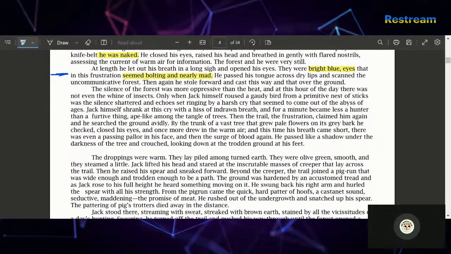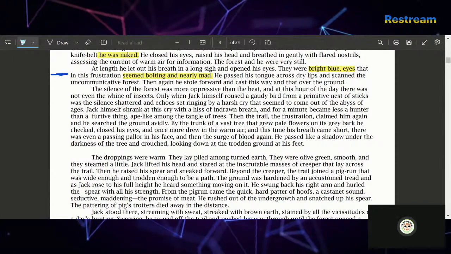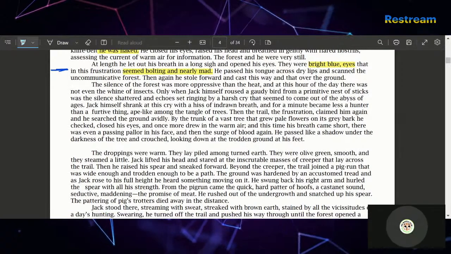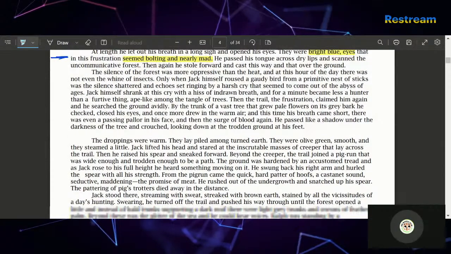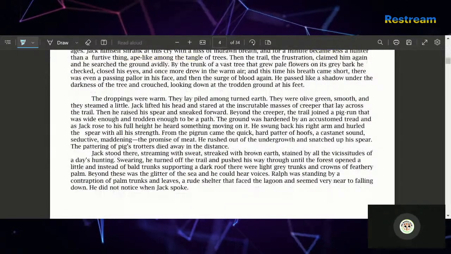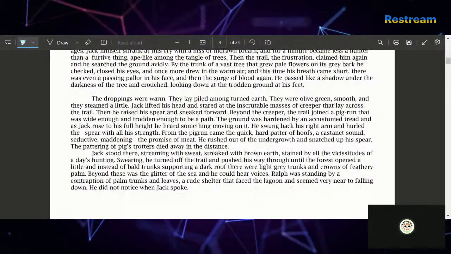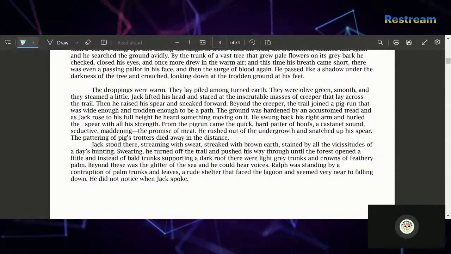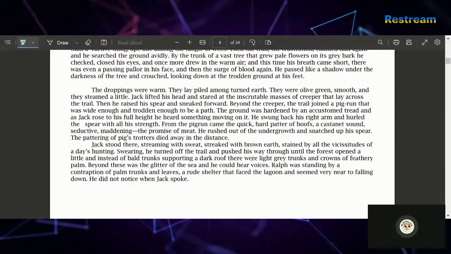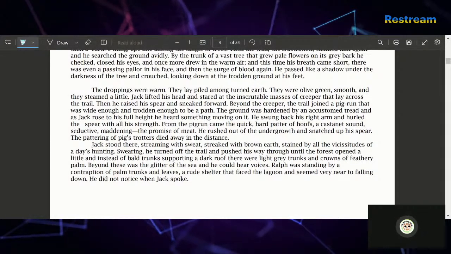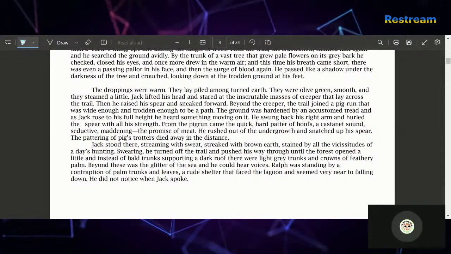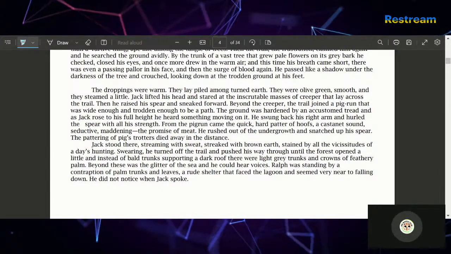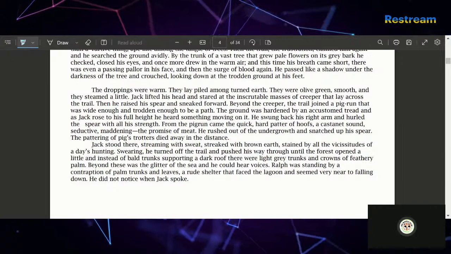He passed like a shadow under the darkness of the tree, and crouched, looking down at the trodden ground at his feet. The droppings were warm. They lay piled among turned earth, steamed a little. Jack lifted his head and stared at the inscrutable masses of creeper that lay across the trail. Then he raised his spear and sneaked forward. Beyond this creeper, the trail joined a pig run that, as Jack rose to his full height, he heard something move on it. He swung back his right arm and hurled the spear with all his strength.